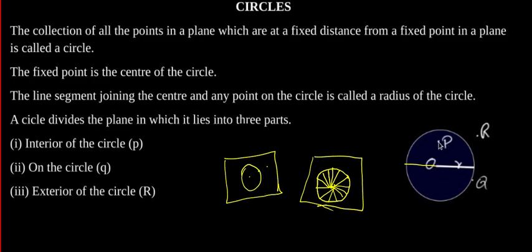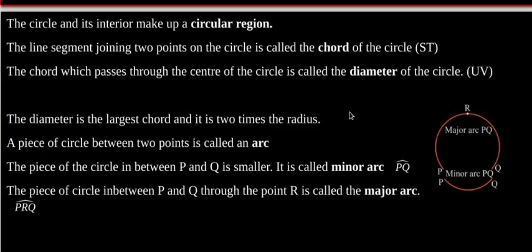Here, the point P is in the interior of the circle. The point Q is on the circle. The point R is outside, it is in the exterior of the circle. Next, the circular region. The circular region is the circle and its interior. That means the points inside the circle and the points on the circle together is called the circular region.